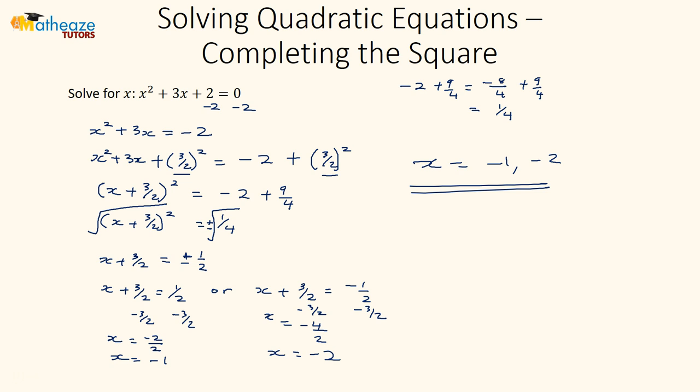If you factor it, you should get the same result. So let's try that quickly for just this example so you can see that it should work all the way across. x squared plus 3x plus 2 gives us x plus 1, x plus 2 equal to 0. So x plus 1 equal to 0, therefore x is negative 1. x plus 2 equal to 0, therefore x is negative 2. So either way, we get the same result.